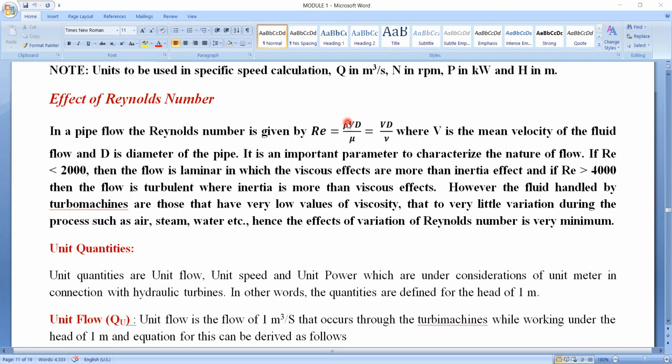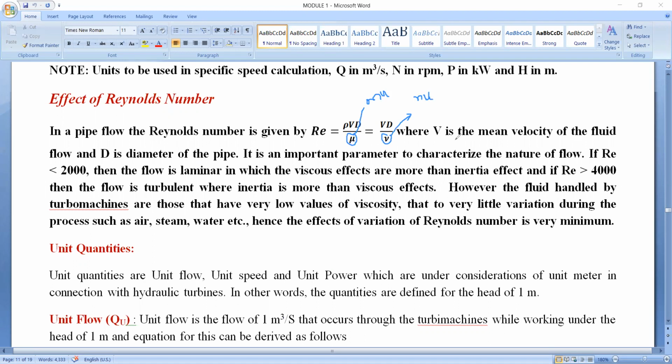Now, if we take the density to the denominator, that is mu divided by density, the ratio of absolute viscosity to the density is known as the kinematic viscosity, which is given by nu. The pronunciation should be done very carefully. This is mu, and this is nu, the kinematic viscosity. I hope you are familiar with this.